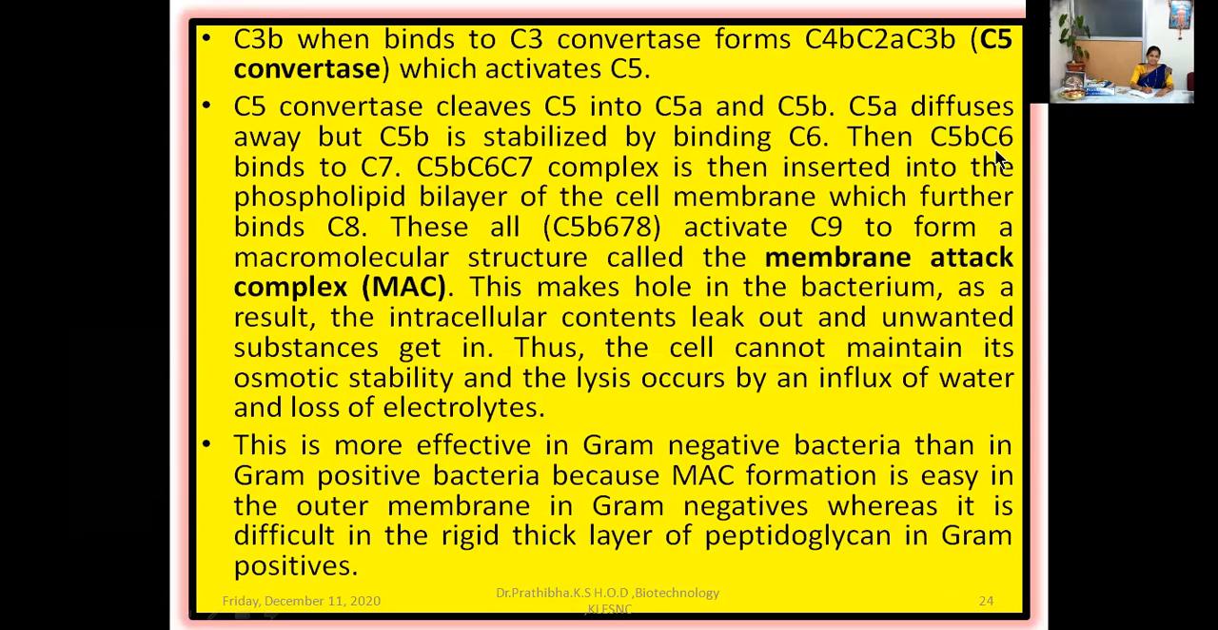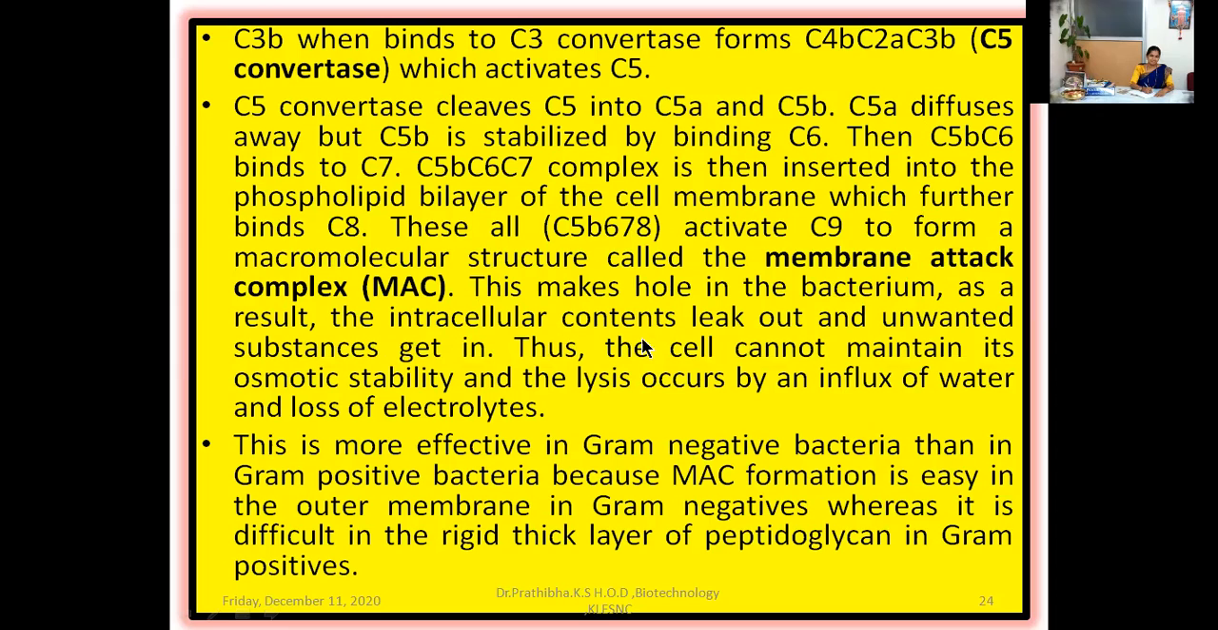Then C5b6 binds to C7, and the C5b67 complex is inserted into the phospholipid bilayer of the cell membrane, which further binds C8. Okay, this C5b678 complex activates C9 to form a macromolecular structure called the membrane attack complex, that is MAC. This makes a hole in the bacterium.